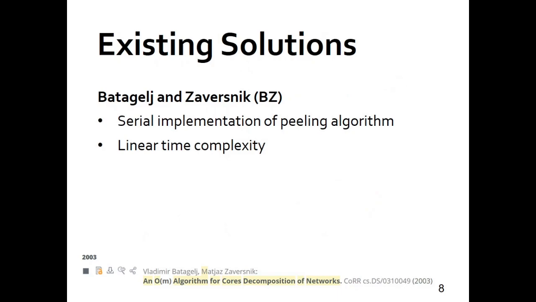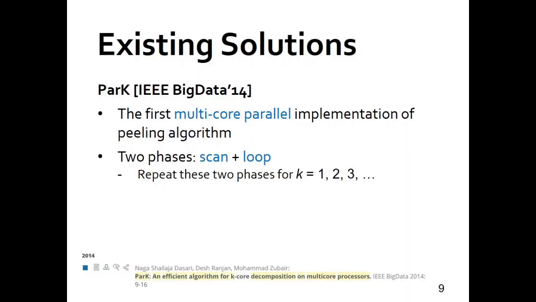There are many solutions in the literature for K-core decomposition. The work of Batagelj and Zaversnik, hereafter abbreviated as BZ, implements a serial version of the peeling algorithm in linear time complexity. Although their work is noteworthy, the serial implementation limits the performance. Hence, studies have been done to parallelize the algorithm. Parquet is the first parallel implementation of the peeling algorithm. A multi-core parallel system is used in this work.